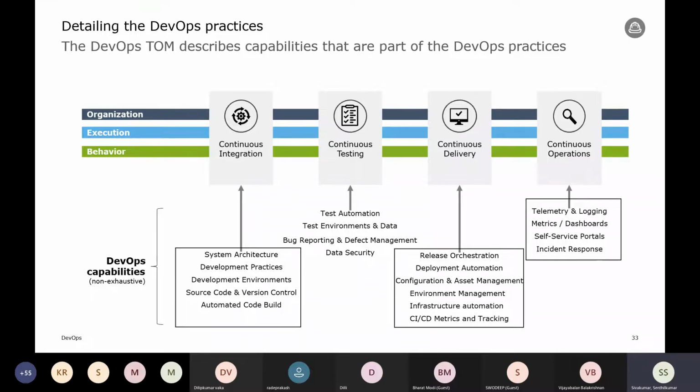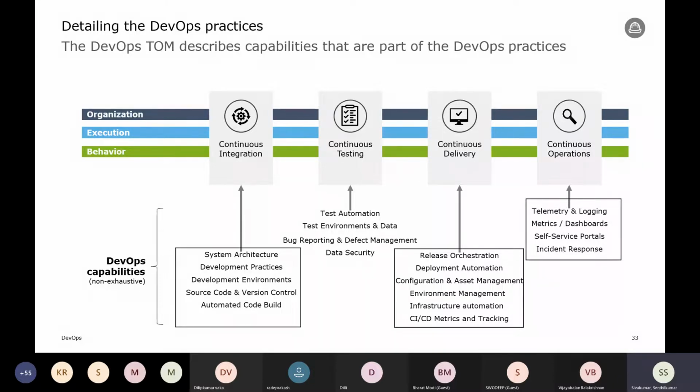So continuous integration could cover system architecture, development practices, development environment, source code and version control, and automated code building. That is the scope for continuous integration. Continuous testing covers test automation, test environment and data, bug reporting and defect management, and data security. These are the areas it covers under continuous testing.